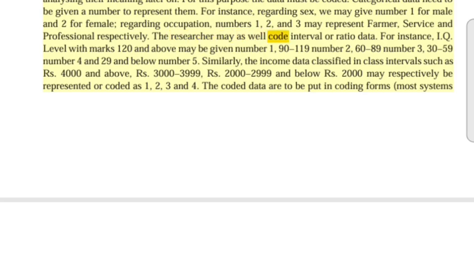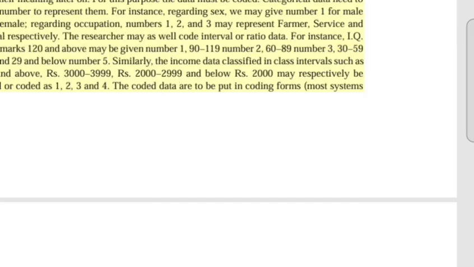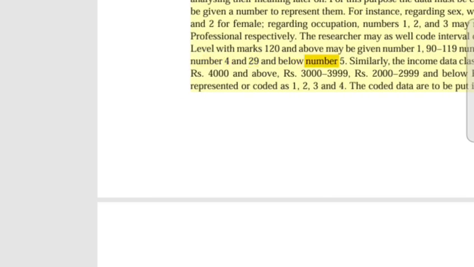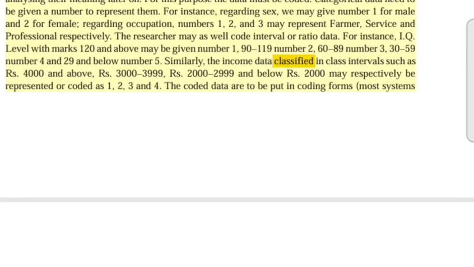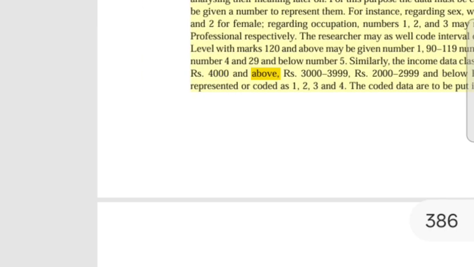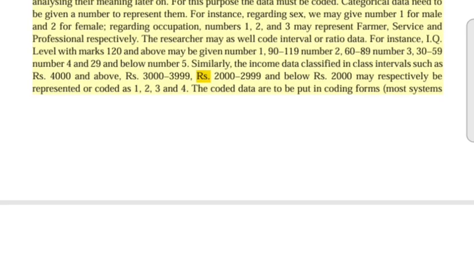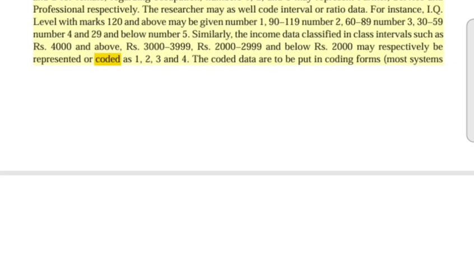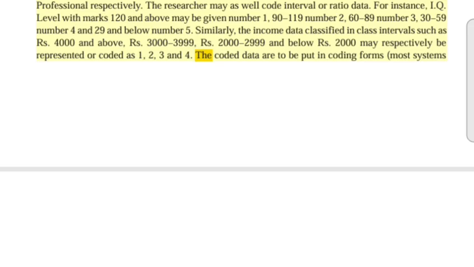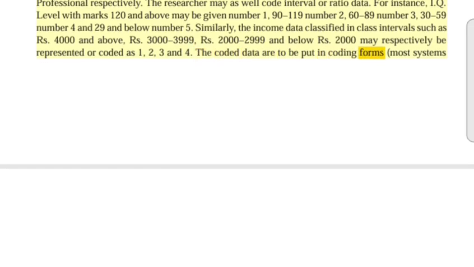The researcher may as well code interval or ratio data. For instance, IQ level with marks 120 and above may be given number 1, 90 to 119 number 2, 60 to 89 number 3, 30 to 59 number 4 and 29 and below number 5. Similarly, the income data classified in class intervals such as 4,000 rupees and above, Rs. 3,000-3,999, 2,000-2,999 and below 2,000 rupees may respectively be represented or coded as 1, 2, 3 and 4.